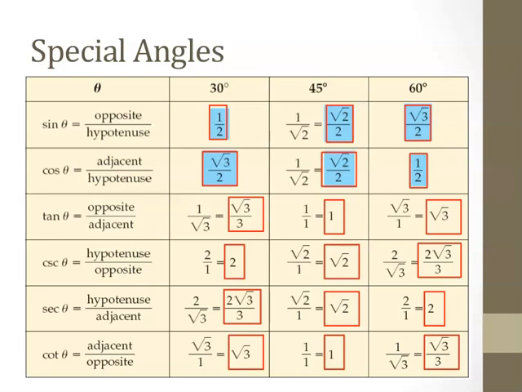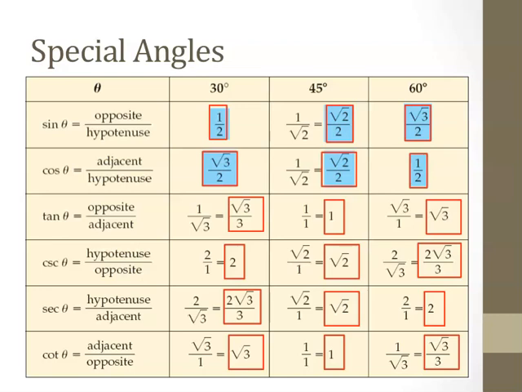So cosecant of 45 is root 2 over 1, which is root 2. Secant of 45 is root 2 over 1, which is root 2. Cotangent of 45 is 1 over 1 still, so it's still 1. And then moving over to the 60-degree column, cosecant of 60 is 2 over root 3. Rationalize that, becomes 2 root 3 over 3. Secant of 60, 2 over 1, which is 2. And cotangent of 60 is 1 over root 3. Rationalize that denominator, we get root 3 over 3.